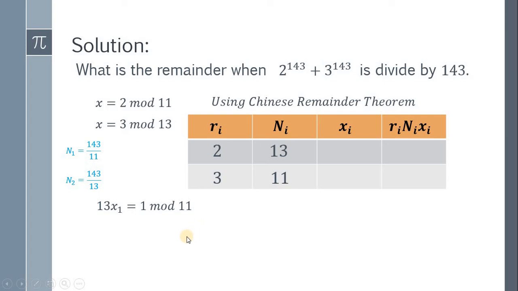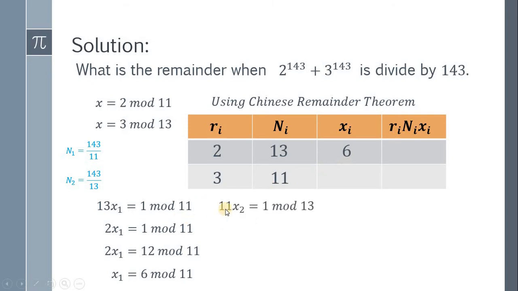Next, solving for x sub 1, we have 2x sub 1 is equal to 1 mod 11. Add 11, so we have 2x sub 1 is equal to 12 mod 11, divided by 2 both sides. We have x sub 1 is equal to 6 mod 11. Therefore, x sub 1 is equal to 6. Okay. Next, how about x sub 2?